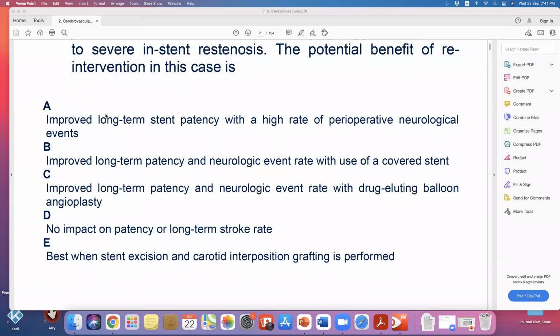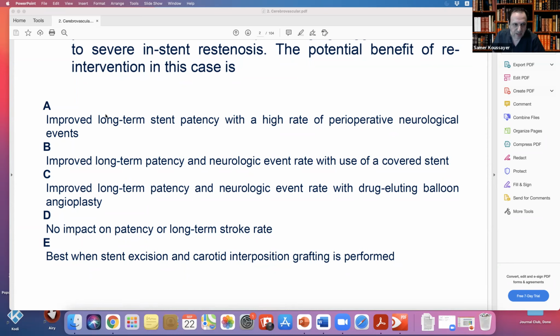No impact. Maybe there are not enough studies to decide about patency or long-term stroke rate. No, this is most suitable. This is correct. But this is the reason why the recommendation came: they have a study, and they found no impact on patency or long-term stroke. The reason why they said if you have a high-grade stenosis in a stent, leave him alone and treat him medically if the patient is asymptomatic, is because the study showed there's no impact on patency or long-term stroke. So this would be our answer.